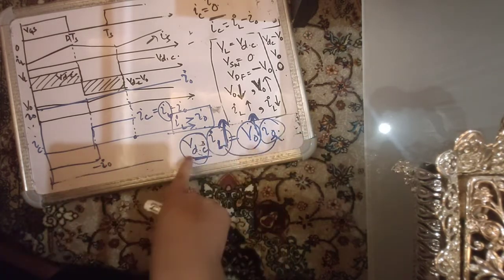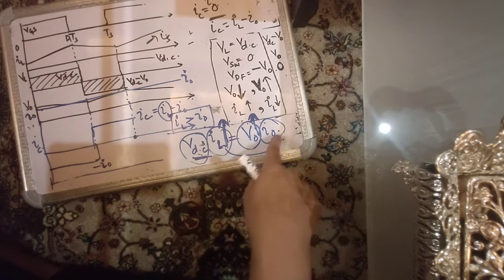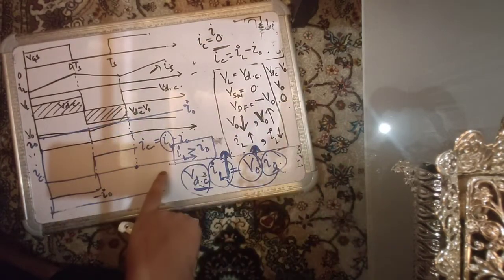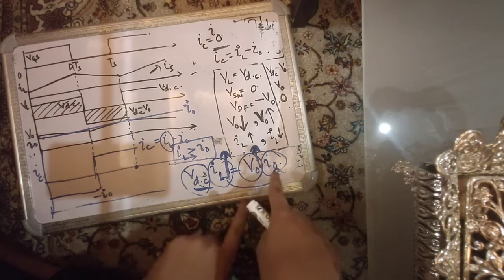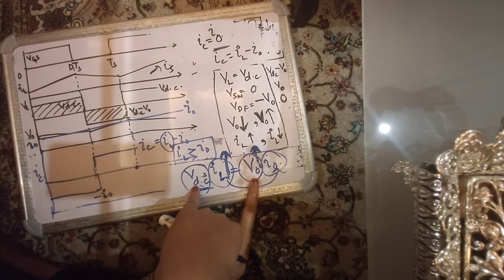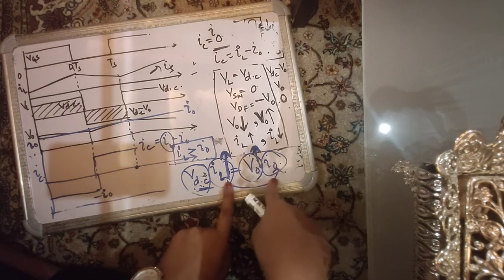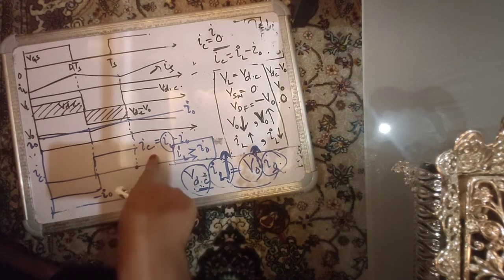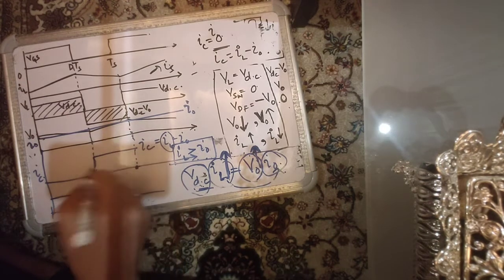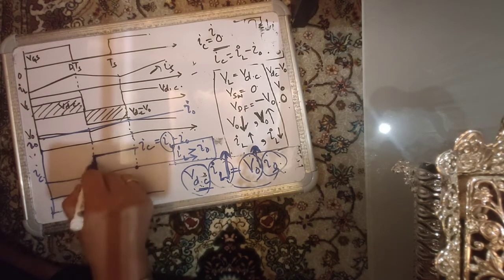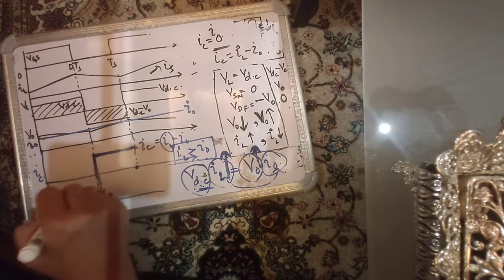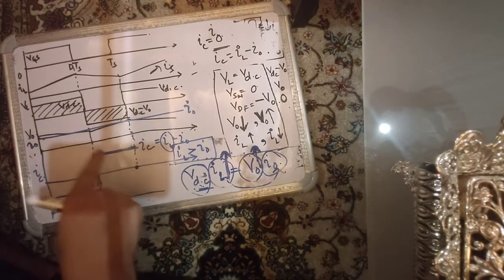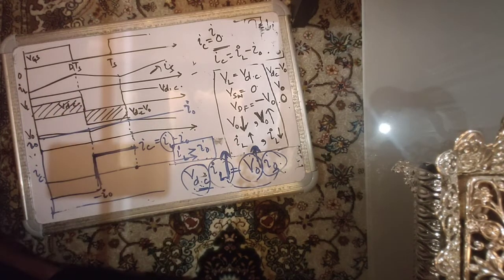अगर V नॉट VDC के ट्वाइस है तो IL I नॉट के ट्वाइस होगा, which means that if it is boosting, if V naught is greater than VDC, then definitely IL is greater than I naught. And when IL is greater than I naught, then definitely IC in this interval is positive. That means definitely in this interval the capacitor is storing energy. ठीक है.